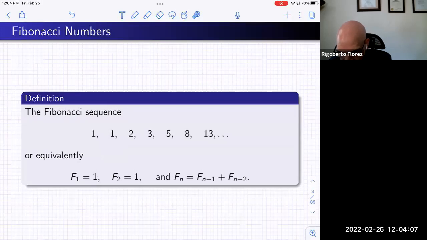And the other area that I also like a lot is elementary number theory, Fibonacci numbers. I think we all know about Fibonacci numbers. It is a second order recursive sequence, and you just combine the two previous numbers to obtain the next.